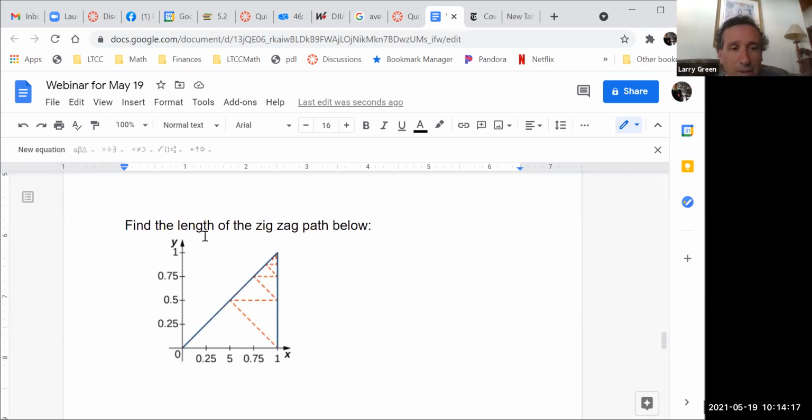Okay, I got this out of the book. Find the length of the zigzag path below. So we got this triangle, right? It's an isosceles right triangle with base 1. We're going to start over here. We're going to go to the midpoint. And then we're going to draw a horizontal line. And then keep going like that. Go to the midpoint of what's left and go and go and go.